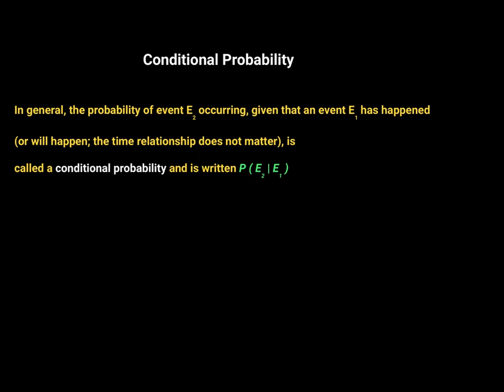The probability of event E sub 2, like a second event, occurring given that a first event called E sub 1 has happened or will happen for sure. The time relationship doesn't matter, whether it has happened already or if we know for sure it will happen. It's called a conditional probability, and this is how we write it: the probability of E sub 2 happening given that E sub 1 has happened or will happen.